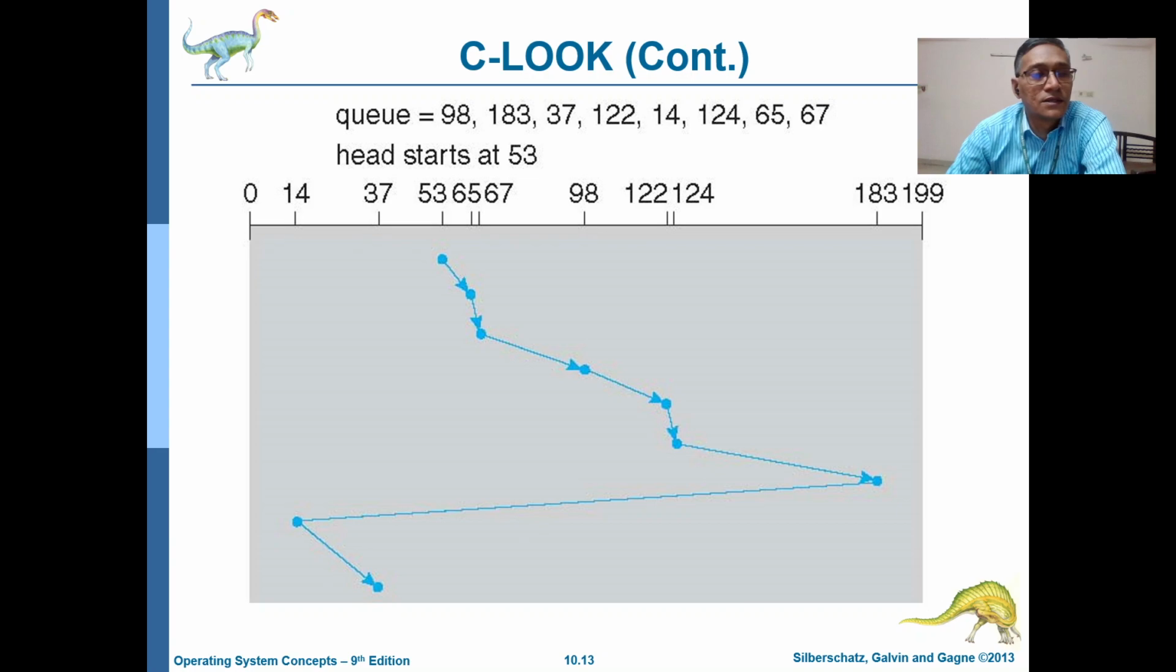See here, whatever I explained with the previous slide, it goes to the right and services 183, then gets back to 14. Eventually it does not go to 0 also. It comes up to the 14th request, which is waiting in the queue, and then it services 37 by returning to the right-hand side. So actually I made a mistake in the explanation previously. It does not go to the beginning of the disk. It comes only up to the 14th request, and then immediately switches back to the right-hand side. So this is called C-LOOK.